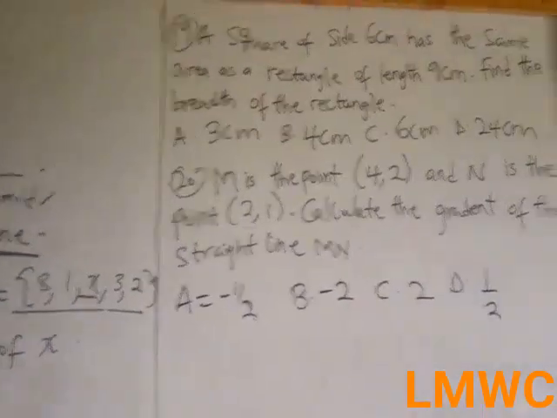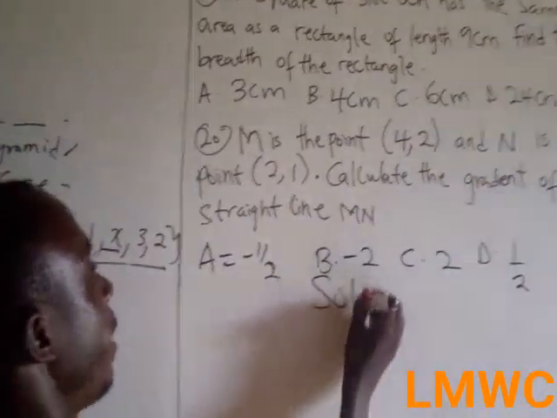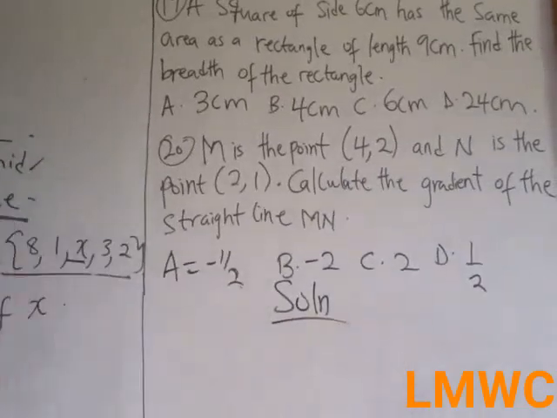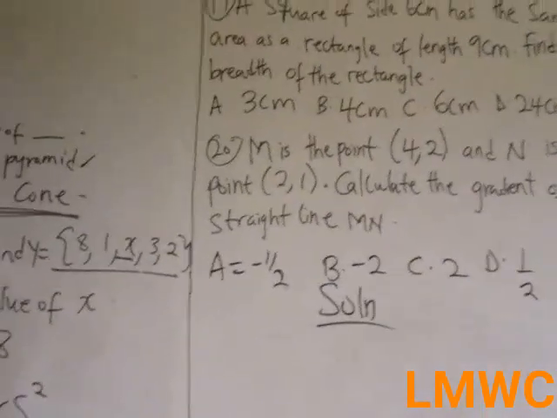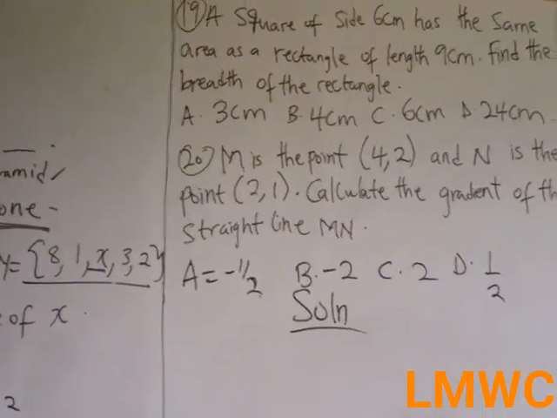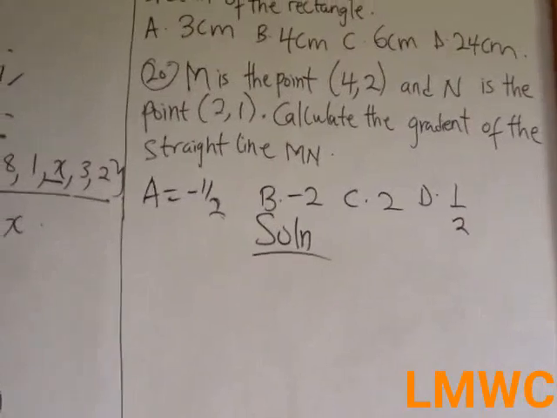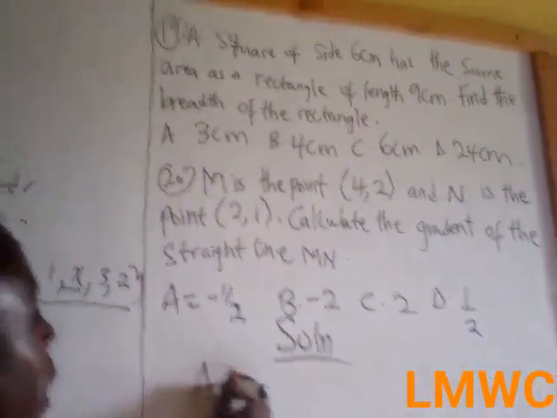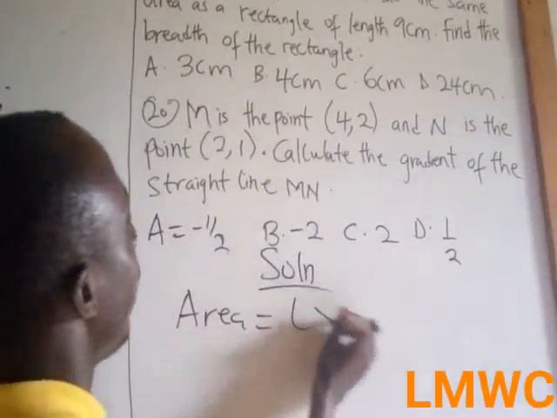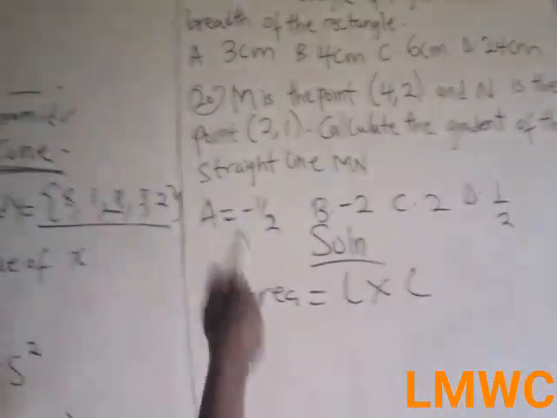Question 19. A square of side 6 centimeters has the same area as a rectangle of length 9 centimeters. Find the breadth of the rectangle. This is under mensuration, or for the junior high school, it is under length and shapes. So you see, they are saying the area of the square is the same as the area of the rectangle. And we know the area of a square is what? L times L, which is length times length.